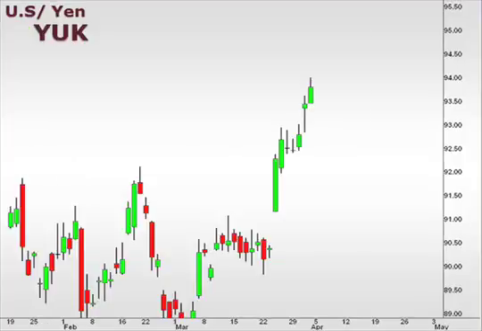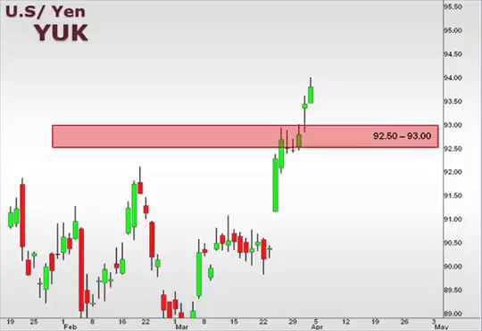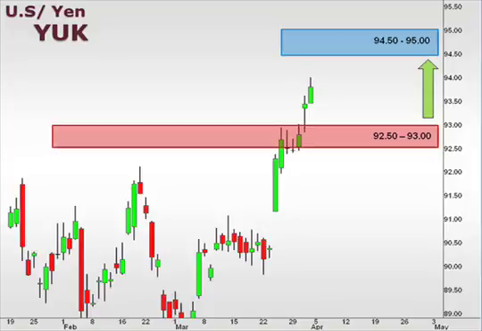Well, the US dollar continues to trade higher against the yen as seen here in the YUK. We were looking at the 92.5, 93 focal zone as an important resistance level. However, the pair value broke through that last week, opening the window for a possible test of the 94.5, 95 focal zone as the next upside target.